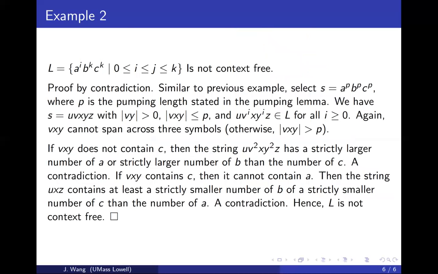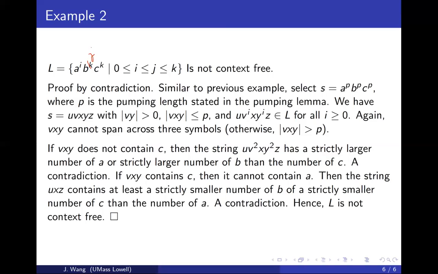Next, we're going to see this example. We have this language L, which is A to the I followed by B to the J followed by C to the K: I copies of A, followed by J copies of B, followed by K copies of C, where I is greater than or equal to 0, less than or equal to J, and less than or equal to K, which is not context-free.